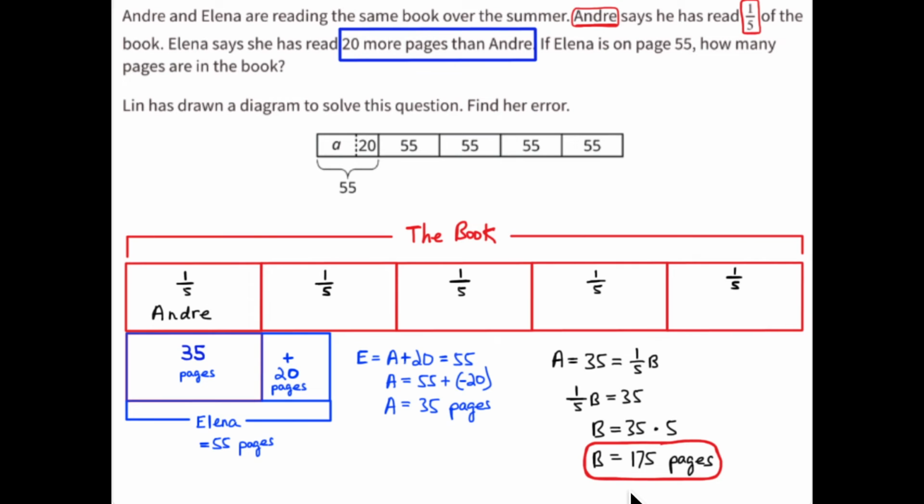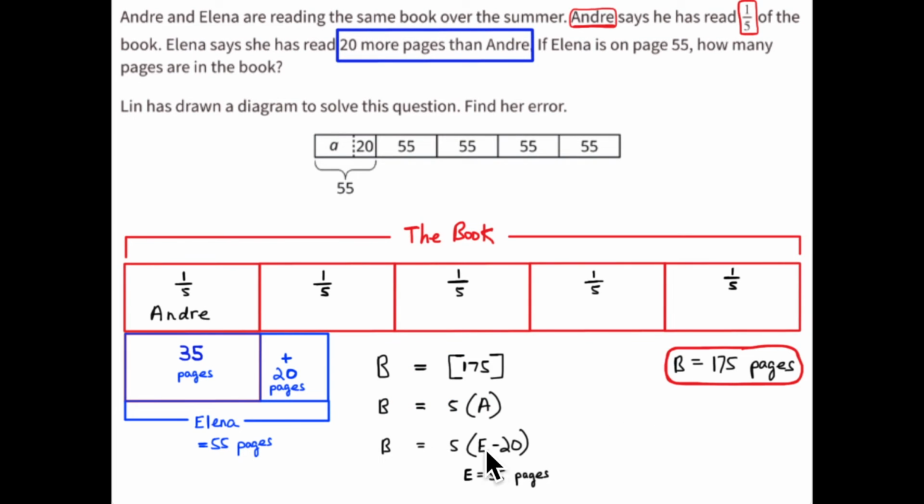Those are the inverse relationships. So if we go back now and rewrite this equation, if you're given the length of the book, you can solve for the number of pages that Elena read. If they tell you that the book is 175 pages long, you know that 1/5 of that book is what Andre read. So this is Andre right here. And you know that Elena read 20 pages more than what Andre read. So 20 pages plus 1/5 of the book, that's what Andre read, is equal to what Elena read. Again, you're looking for inverse relationships. You're going back and forth.